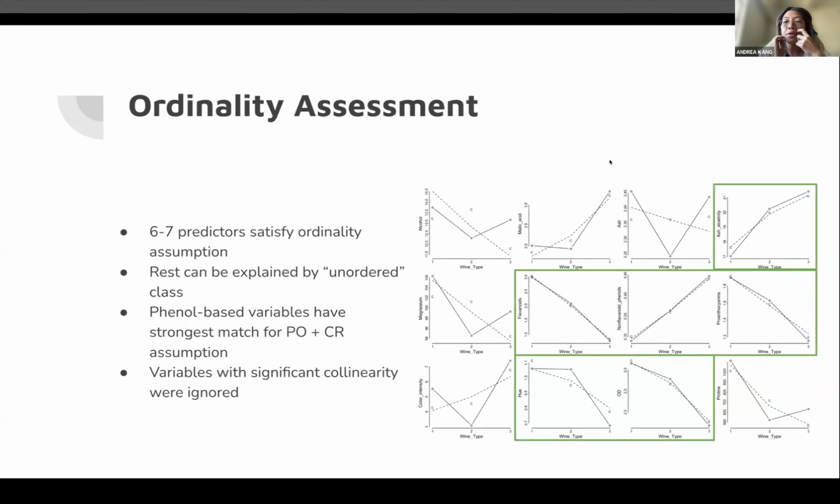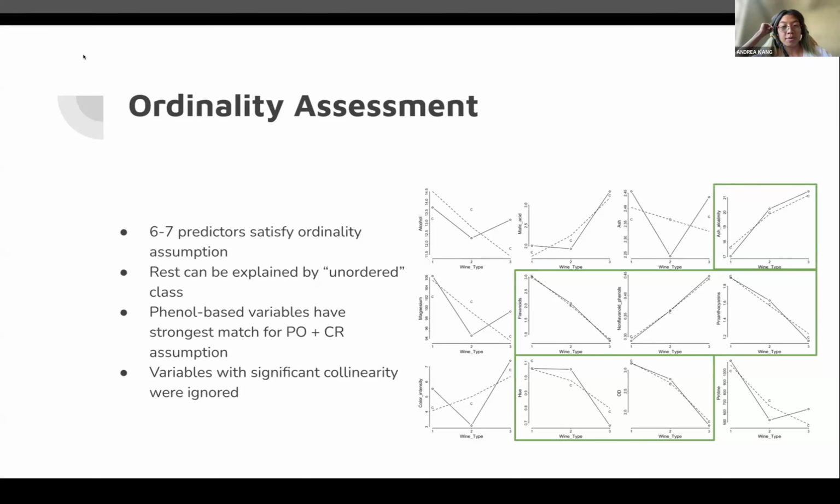So we have the ordinality assessment to determine all of this, and we find that a good portion of them do satisfy this, especially alkalinity, phenol-based variables, as well as hue. It has a little bit of an inconsistent slope, but we'll use this more later. Yes, we do see the ordinality assumption satisfied for a good portion of these. The rest can be a little tricky to explain in terms of an unordered class or nonlinear predictors and such.